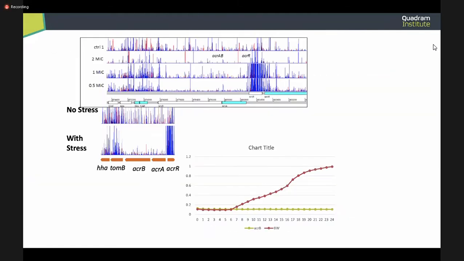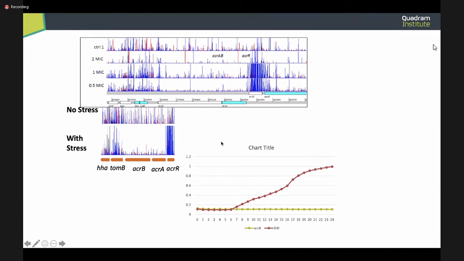And another pump gene, acrB, has become essential. We already know about this from the literature. If this gene is knocked out, the cells perform worse, so they will not survive. That's why there are insertions in the no stress condition, but in the stress condition there are fewer insertions, showing that this gene is essential in the stress condition.